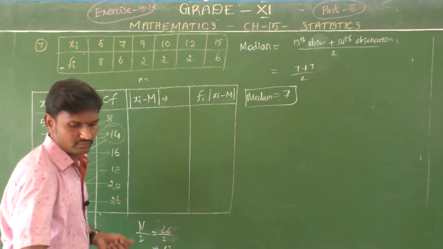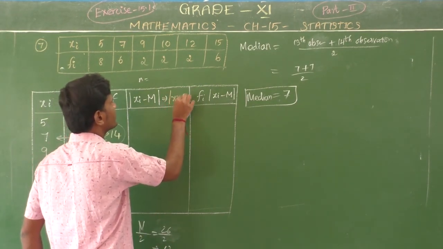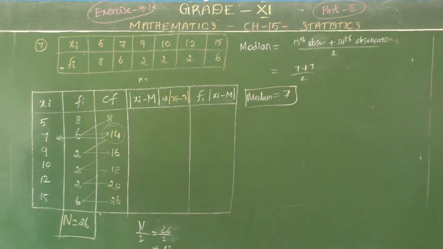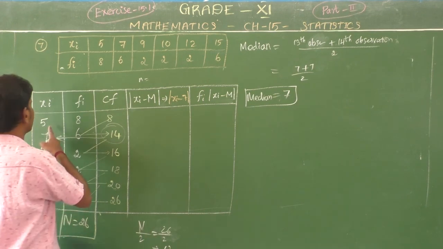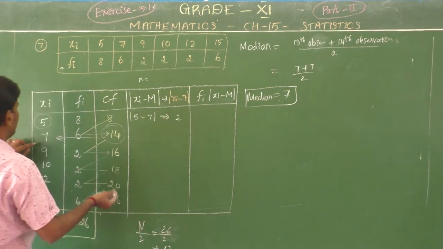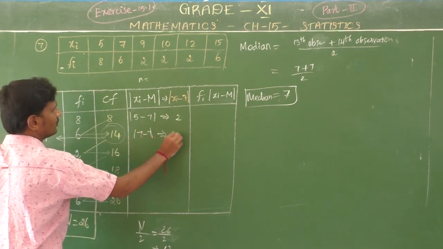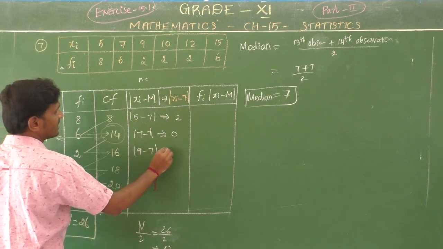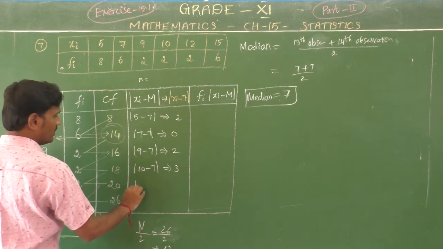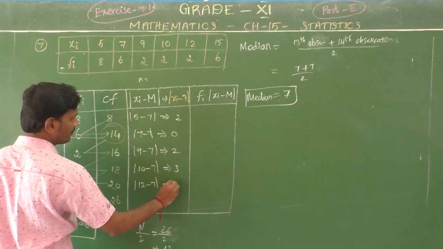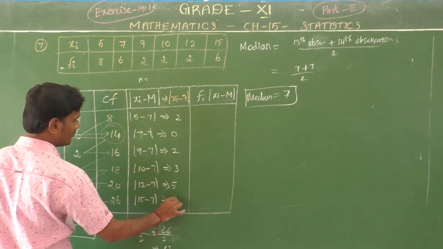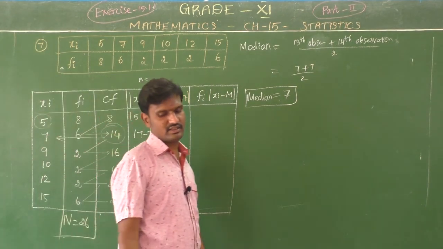Now I am going to find the absolute values. For that, modulus of xi minus 7. First the value of x is 5, so modulus of 5 minus 7 is 2. Then modulus of 7 minus 7 is 0. Then modulus of 9 minus 7 is 2. Then modulus of 10 minus 7 is 3. Modulus of 12 minus 7 is 5. Then modulus of 15 minus 7 is 8.